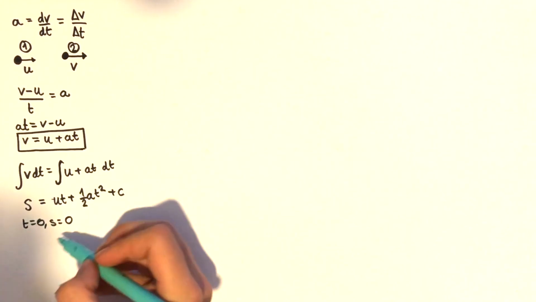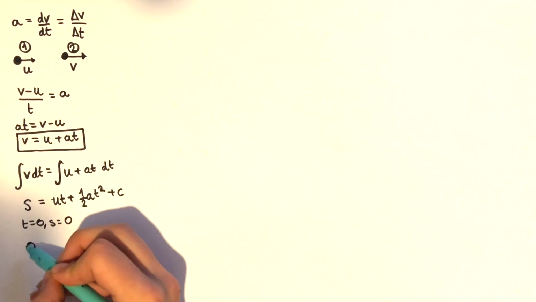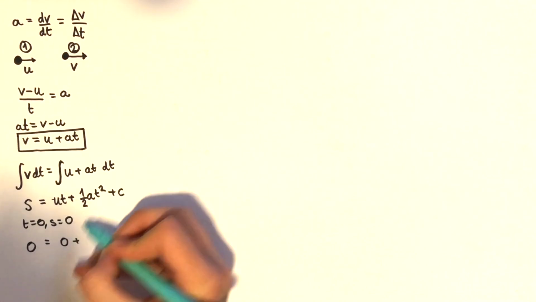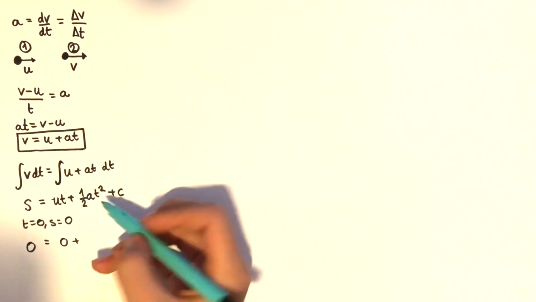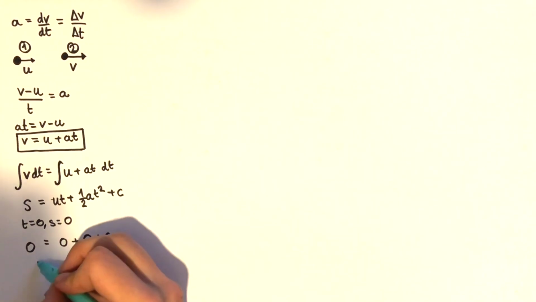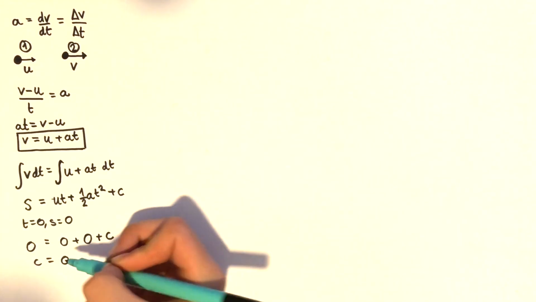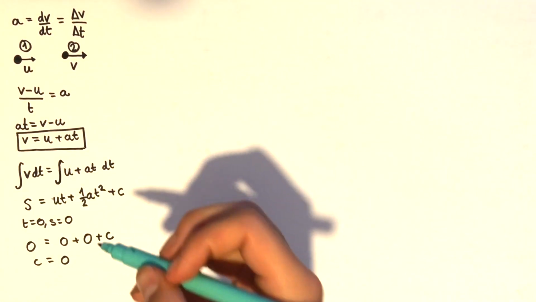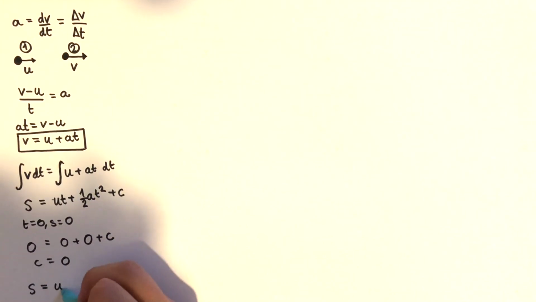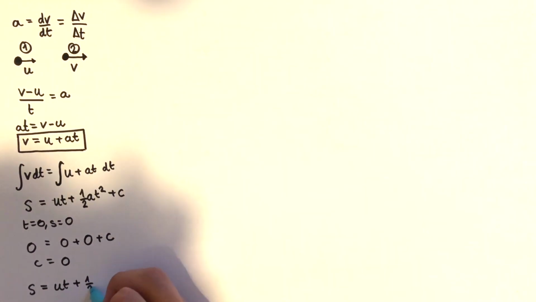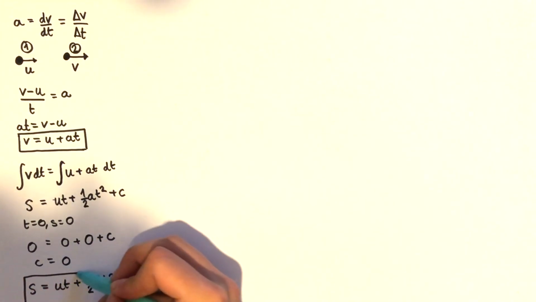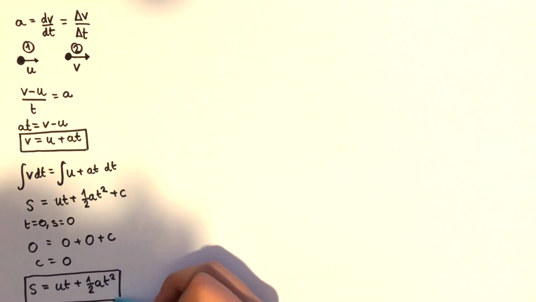So what are we going to get when we substitute all this in? Well, we're just going to get that 0, which is s, is ut, well, t is 0, so that term goes, plus a half a t squared. Again, t is 0, so that whole term's going to go, plus c. So we can simply see that c is just equal to 0, as there's no displacement at time equals 0. So therefore we can simply rewrite this as s equals ut plus a half a t squared. And that right there is our second equation of motion.